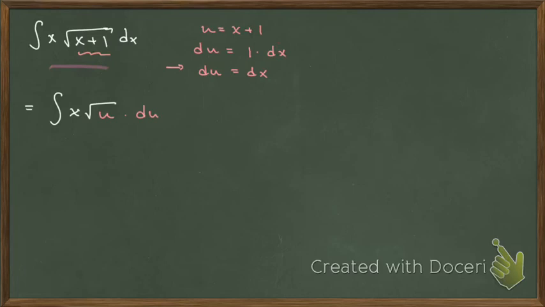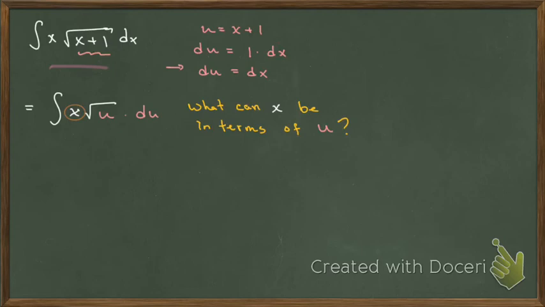But I've got an extra x, right? And I know when I substitute, I need an entire integral in terms of one variable, right? I can't be mixing variables here, at least not yet. So what do I do? What can x be then in terms of u?